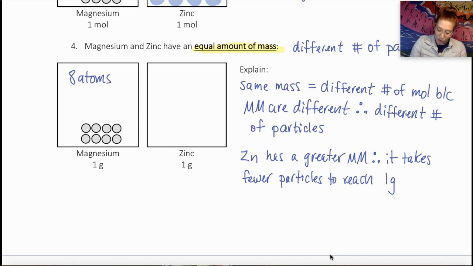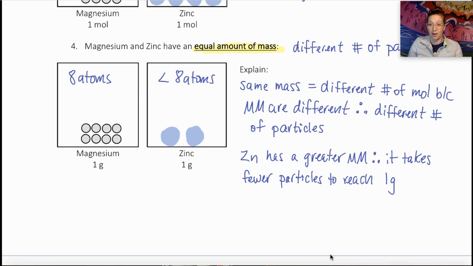Okay, so this needs to be less than 8 atoms. I'm going to represent this as 2 atoms of zinc. And I'm going to do that because I'm just going to base this on a ratio between these masses. That's not really that important right now. But you definitely want to make sure that you have fewer than 8 atoms.